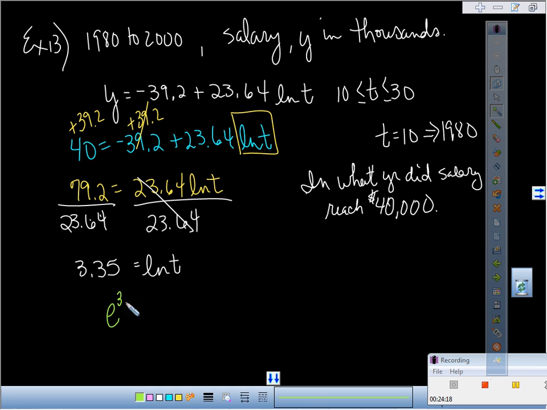There you go. Equals what answer? T. Okay? So, E raised to the 3.35. Tell me. 28.5. All right, so 28.5 years. Is that the answer to the question? Not. In what year?